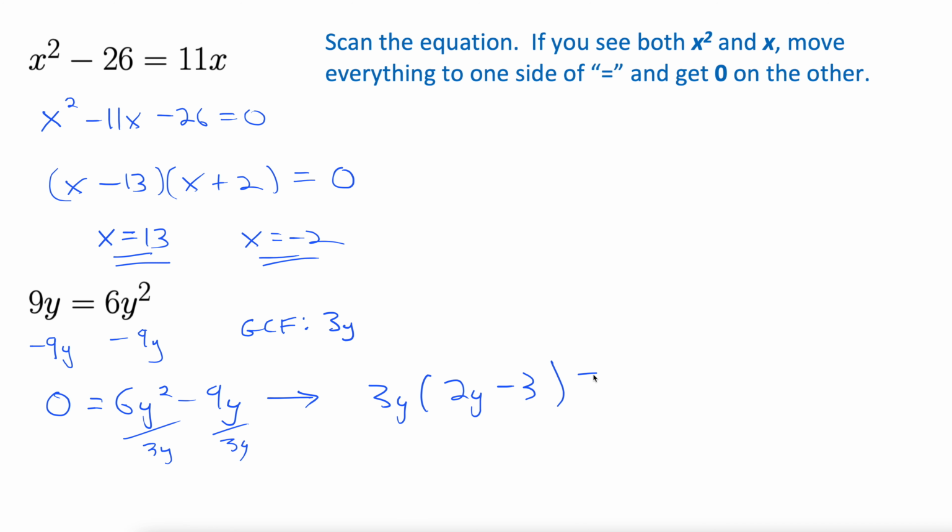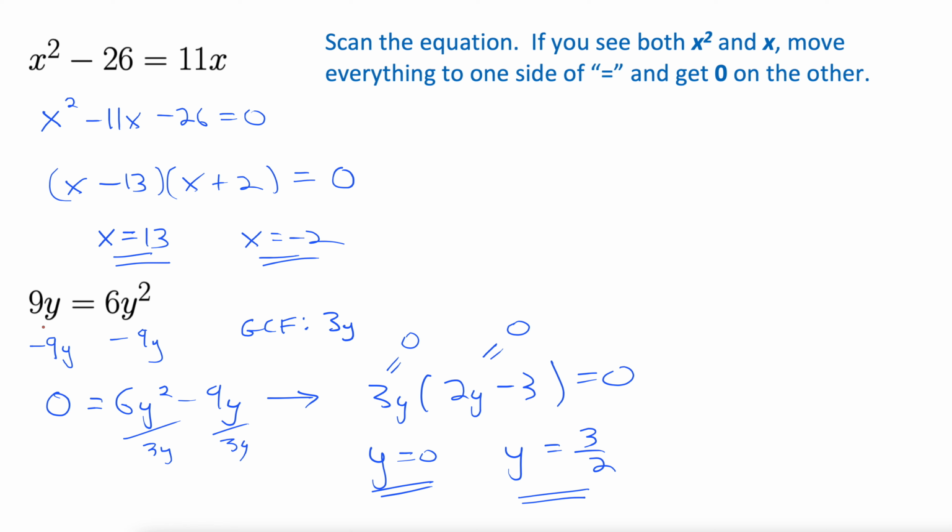Equals 0. Now we use the zero factor property to set each one of these terms equal to 0 and solve. Well, 3y equals 0, we just divide by 3, that gives us y equals 0, there's 1. And 2y minus 3 equals 0, we add 3 and divide by 2, we get y equals 3 halves. So there's our two answers for that one.